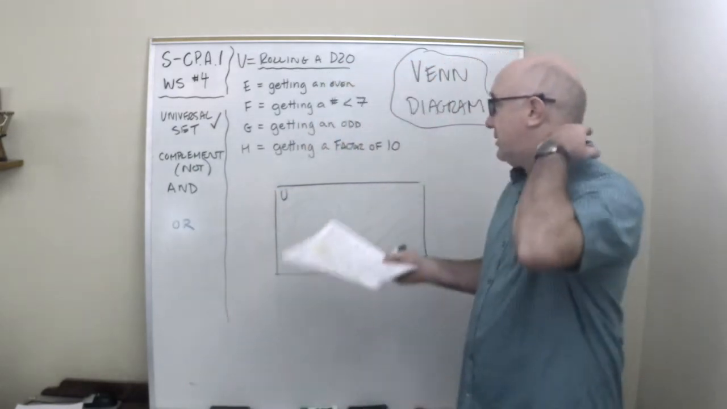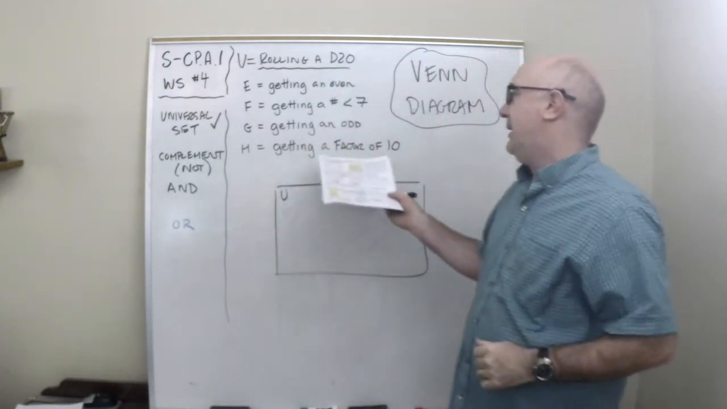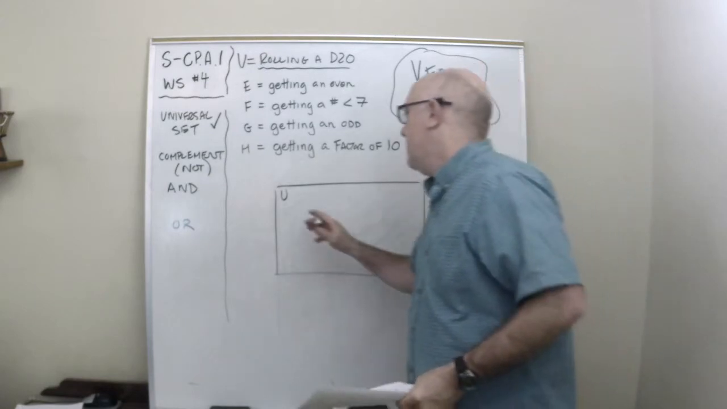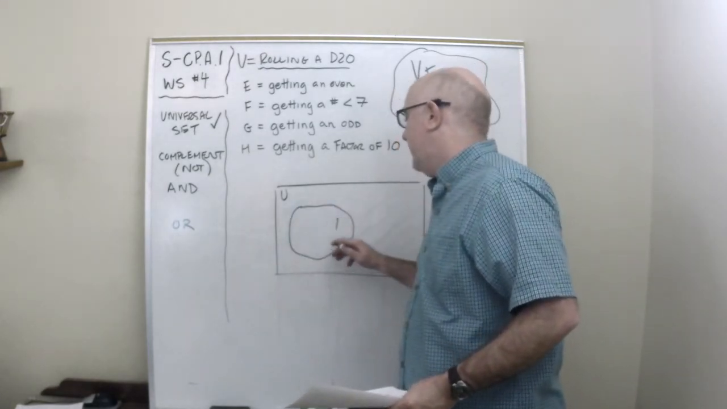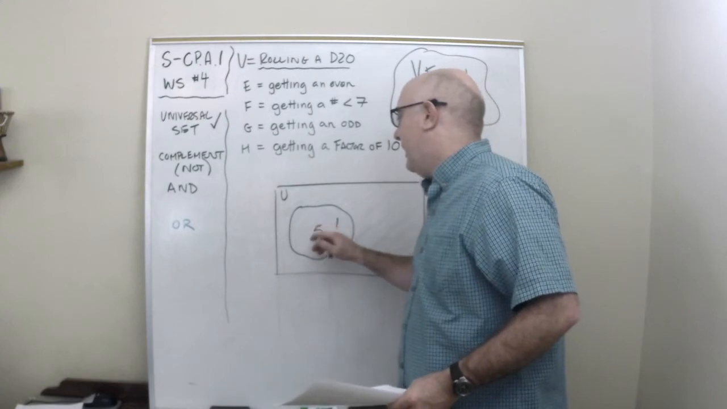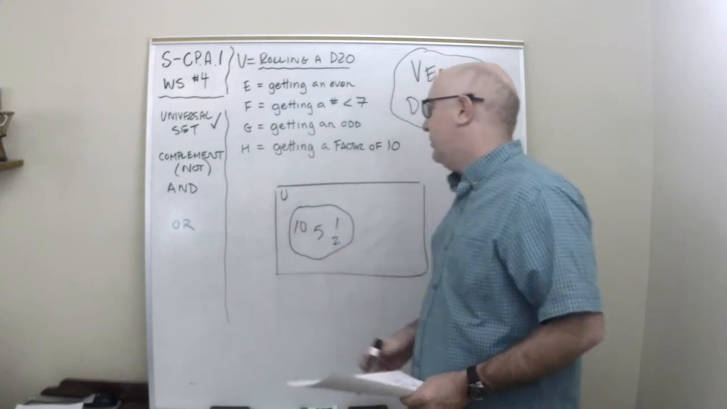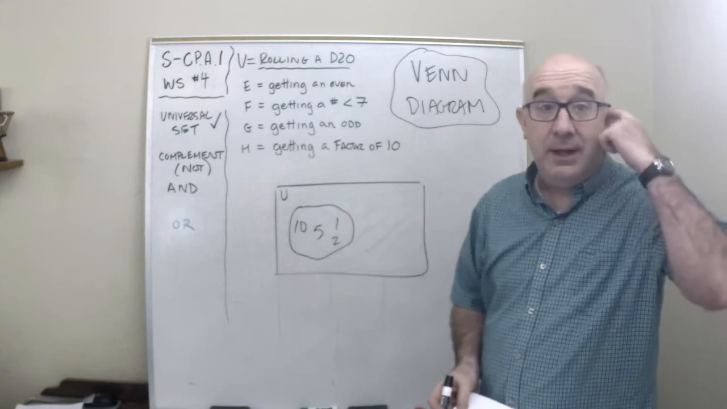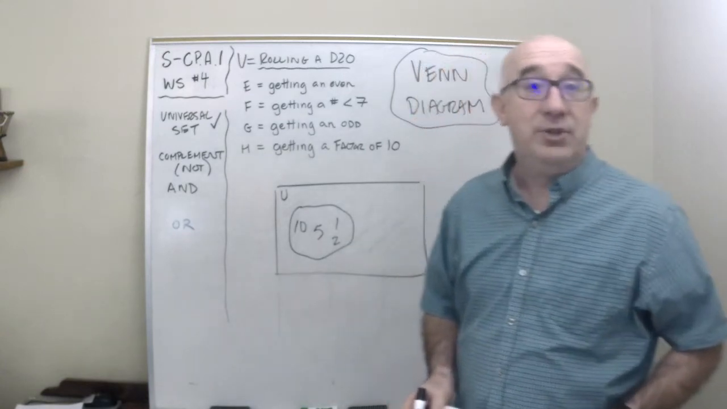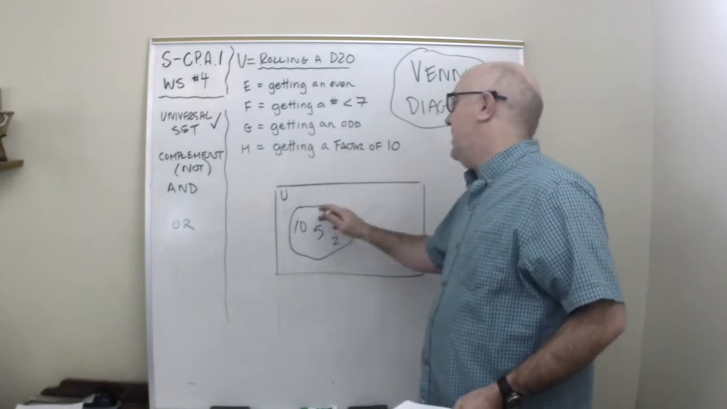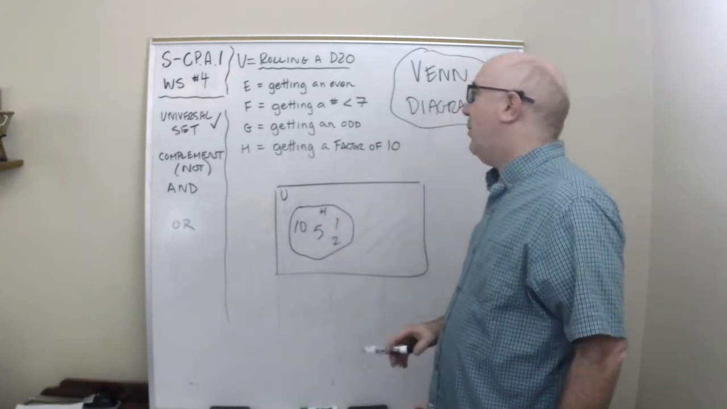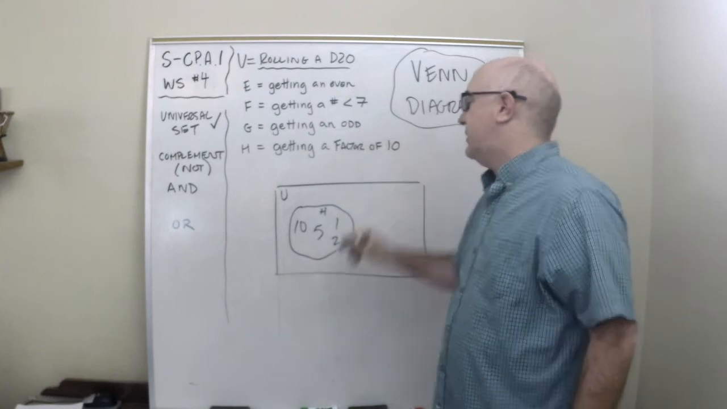Let's look at getting a factor of 10. A factor of 10 has a 1, a 2, a 5, and a 10, right? Those are the factors of 10: 1, 2, 5, and 10. Now that is set H.